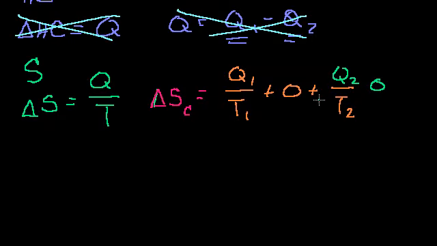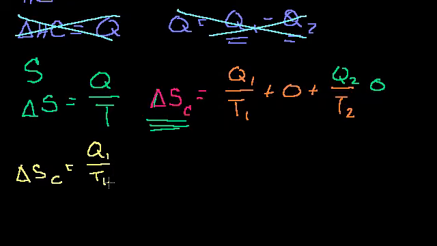So this thing should be equal to 0 in order for this to be a valid state variable. So let's figure out what this value is, what Q1, so our change in our mystical new candidate state variable, S, is, as we go around the Carnot cycle, is equal to Q1 over T1 plus Q2 over T2. Well, we'll see Q2 is negative. So what is Q1?